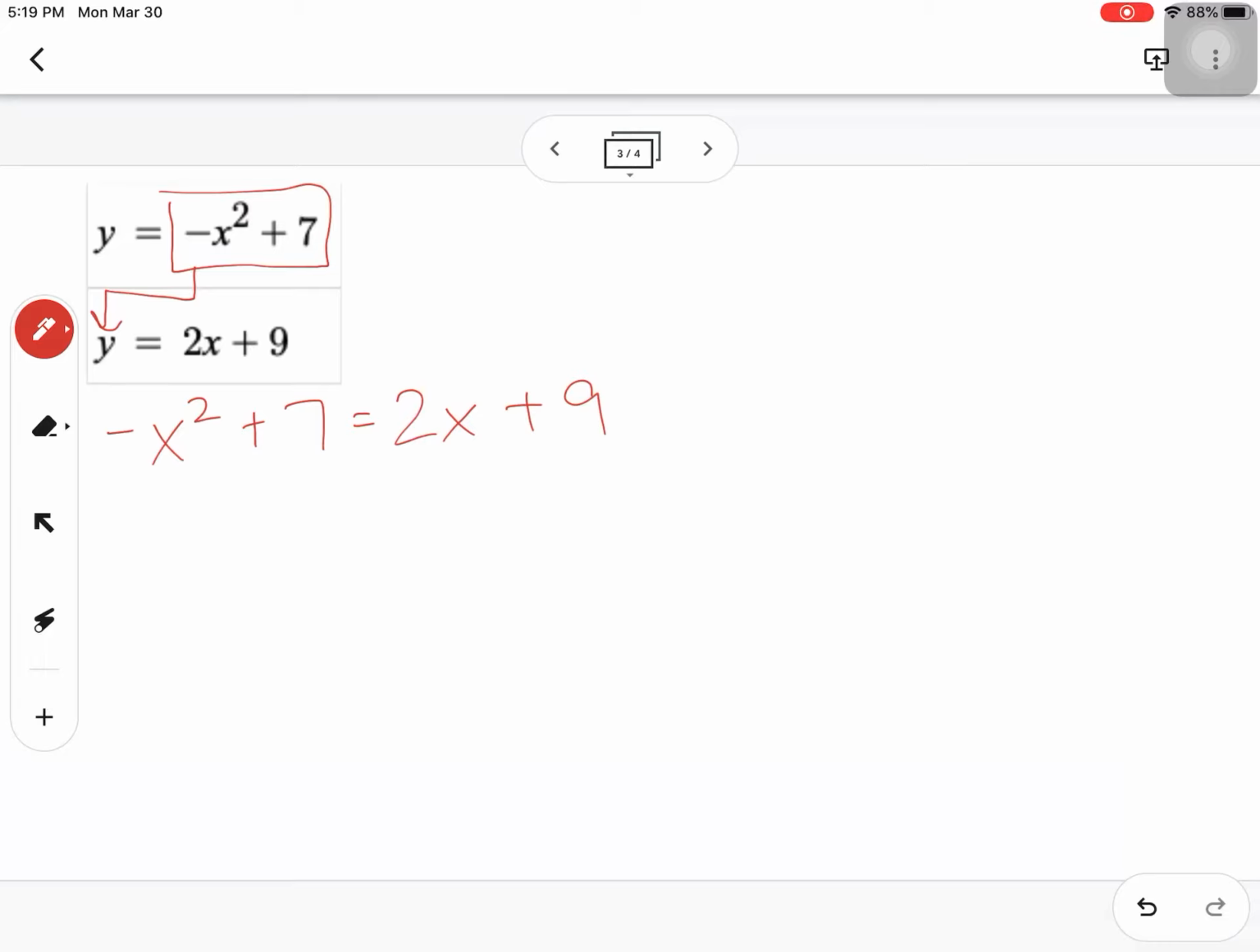This is again a quadratic, so I want it equal to 0, and I do want my squared term positive, so I'm going to move these 2 to the other side. So I'm going to add x squared, and I'm going to subtract 7.